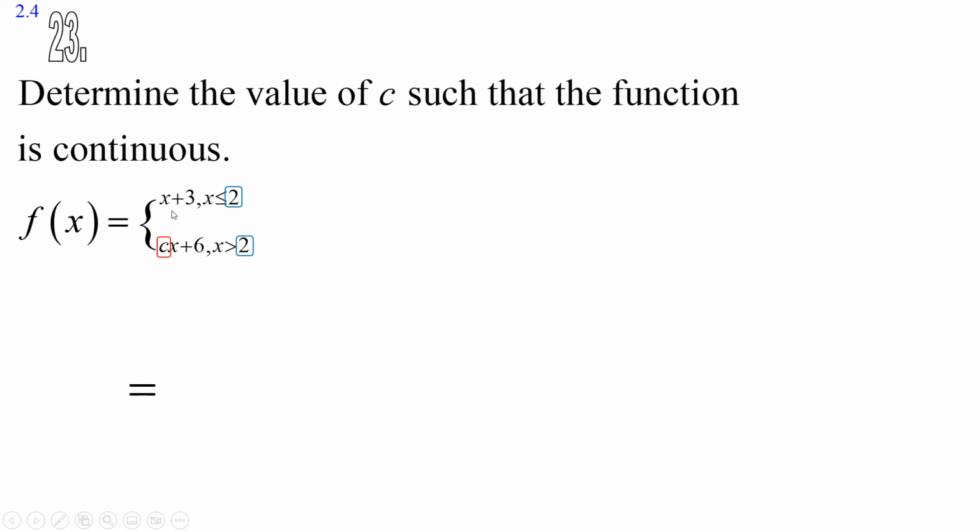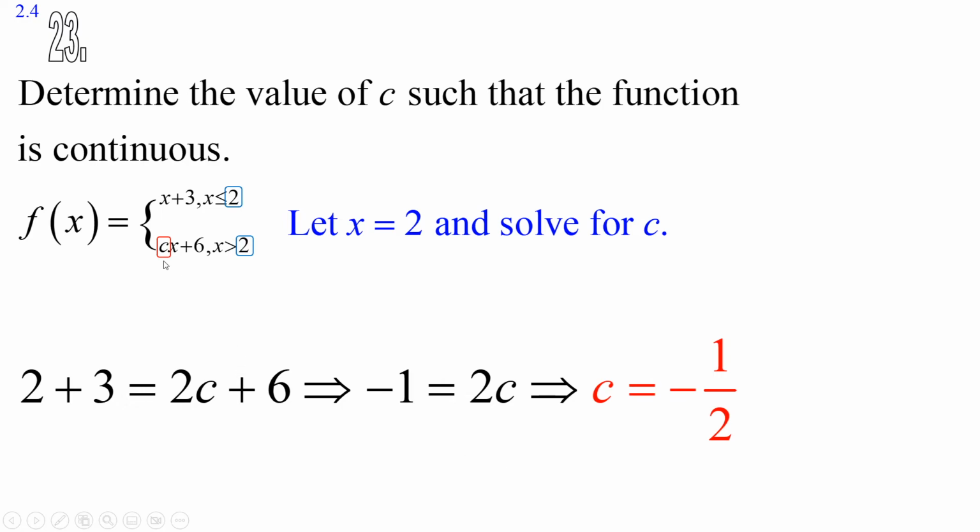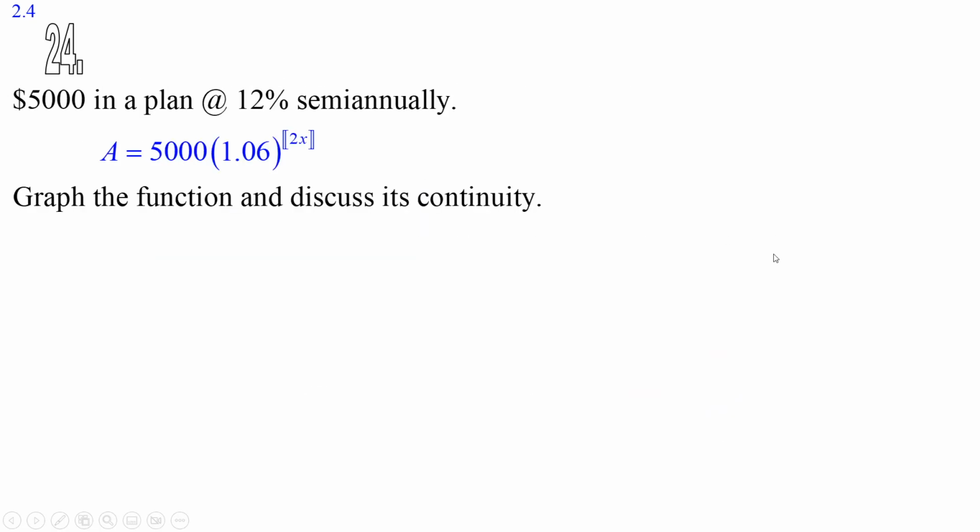So I'm going to say x plus 3, that's what I just verbalized, and I did the 2 for the x, has to equal 2c plus 6. Solve for the c. So that implies, booyah, well, what would I have? 5 minus 6 is negative 1 equals 2c. So divide by 2 and c equals negative 1/2. So if I let this c right here equal negative 1/2, this compound function would be continuous.